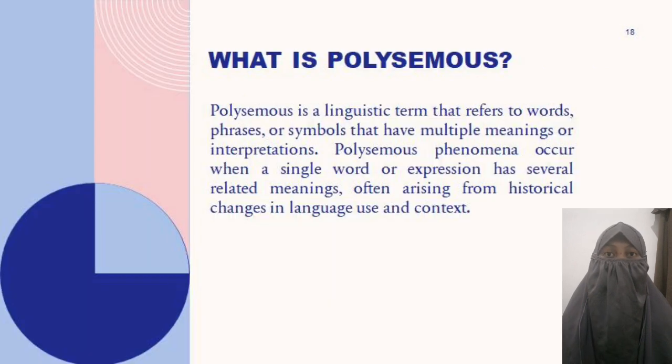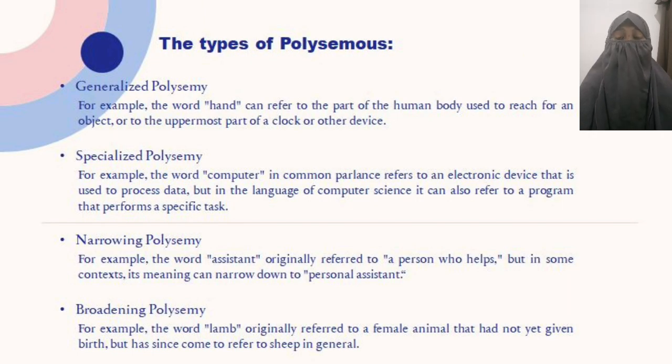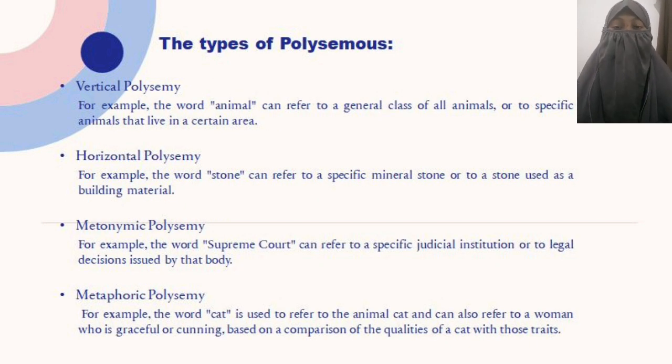Lastly, I will explain about polysemy. Polysemy is a linguistic term that refers to words, phrases, or symbols that have multiple meanings or interpretations. Polysemy occurs when a single word or expression has several related meanings, often arising from historical change in language, use, and context. Polysemy can be divided into several types based on the relationship between the various related meanings. Here are some types of polysemy.